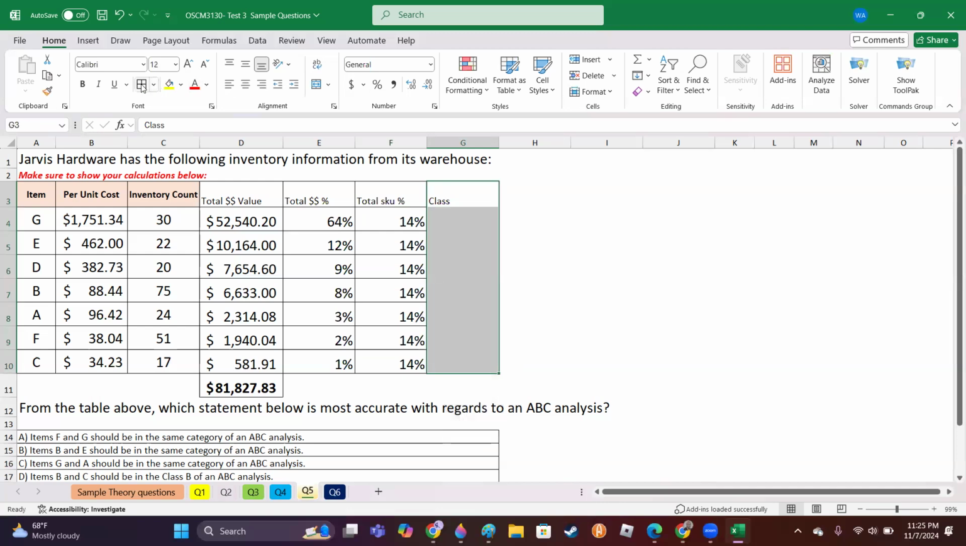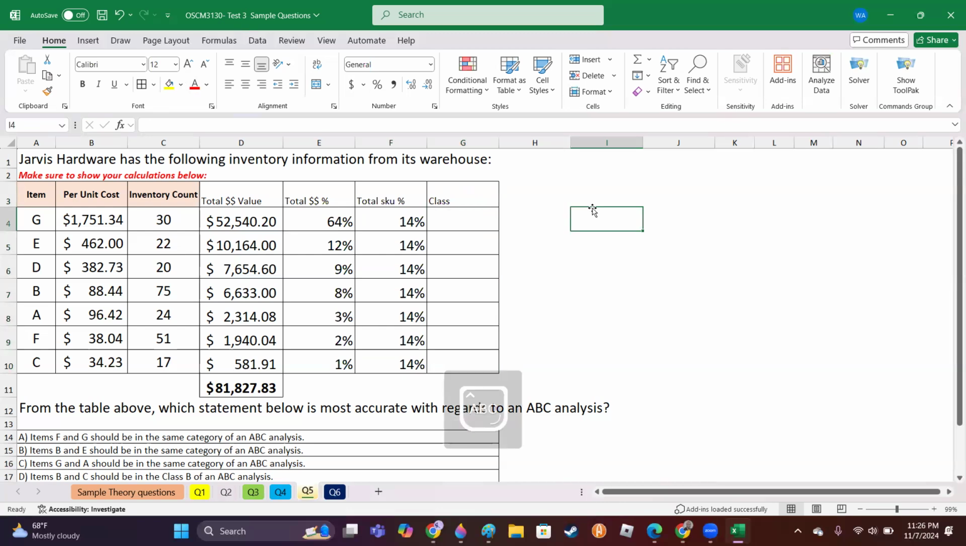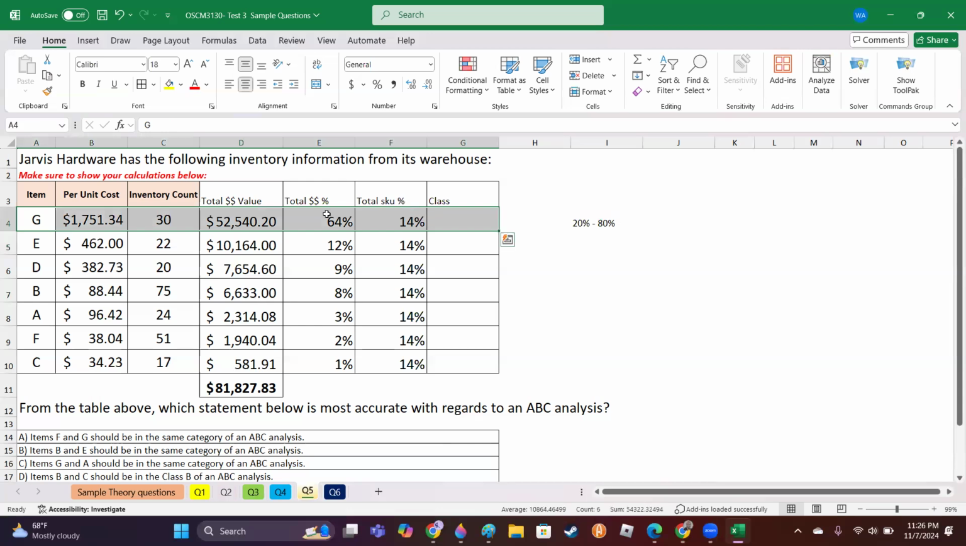This is where I try and figure out what's my A, what's my B, what's my C. Okay. And your typical classes, starting with A, class A of inventory accounts for the smallest number of SKUs, but the largest amount of dollar value items. And typically it follows kind of like the Pareto principle, 20% of SKUs with around 80% of value. Okay. And as I look at this here, product G is obviously an A item. It accounts for 64% of the total value. So I am going to call this A.